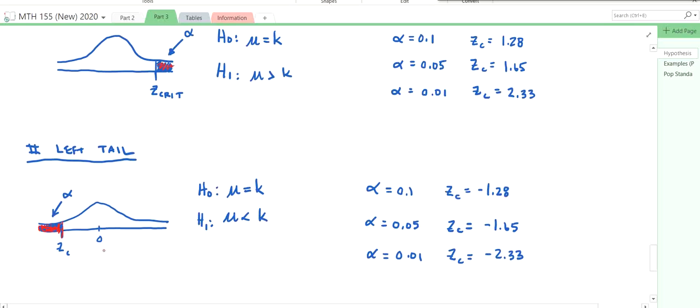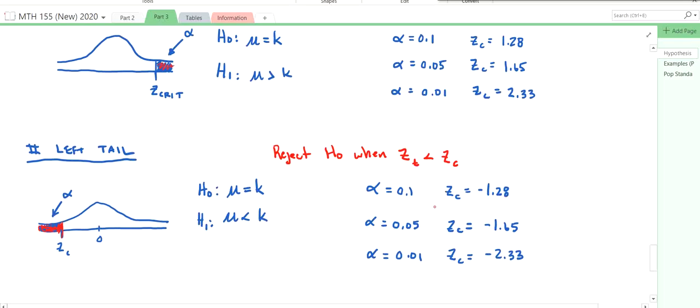But in this case, then you reject your null hypothesis when your test Z is less than your Z critical here, because that'll put the test Z in this critical region. So that's when you reject your null hypothesis there.